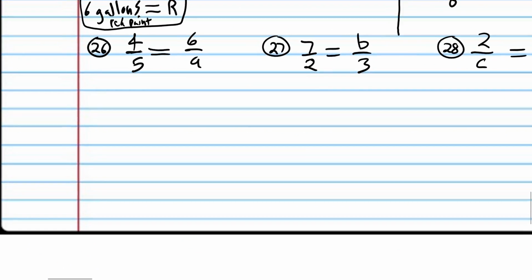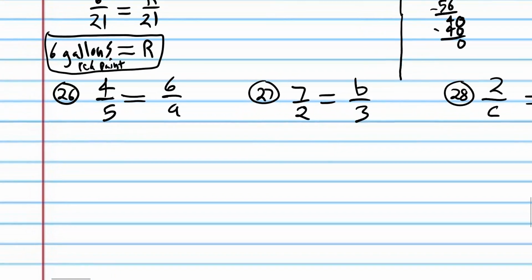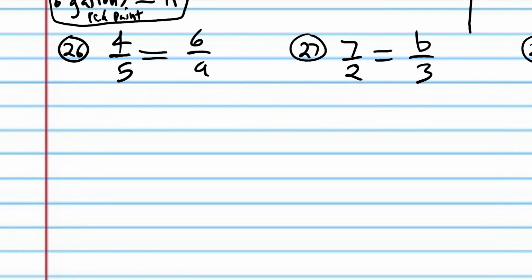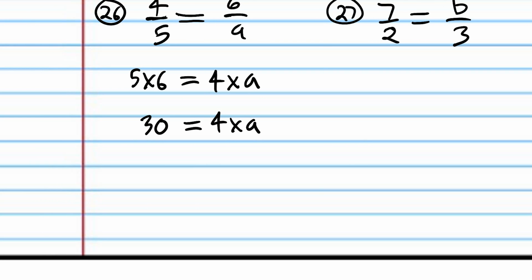So let's try another one of those. So again, we can see in number 26 that this proportion is not easy to solve, so we're going to multiply 5 times 6 and set it equal to the product of 4 and a. And 5 times 6 is 30. So now we're trying to figure out how many times we add 4 to get to 30. How many times does 4 go into 30? So we'll do that off to the side here.